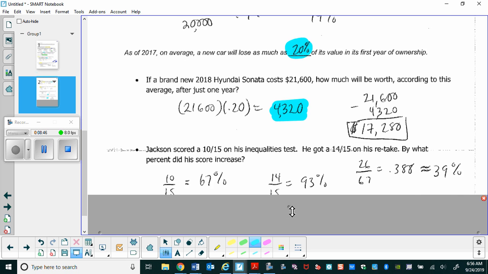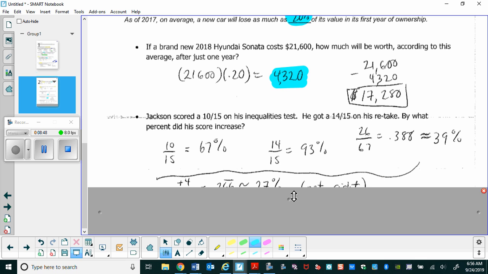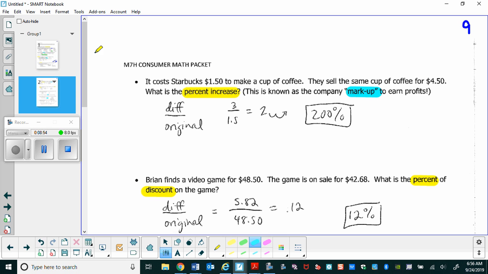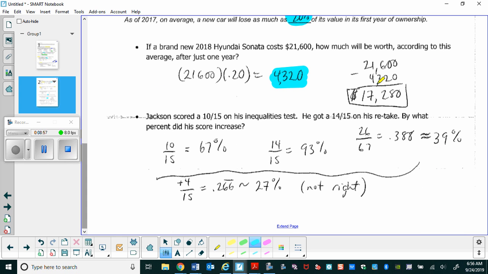So hopefully you were taking a calculator and doing these problems along the way with me so that you can see how this stuff works. Whoops, let me fix that real quick. So that you can see how it works in the calculator, and then how you get your answers on paper. And for the last one here, I just want to talk about what's not right versus what is right here. So if Jackson scored 10 out of 15 on an inequalities test, that means his original score is a 67%, okay?